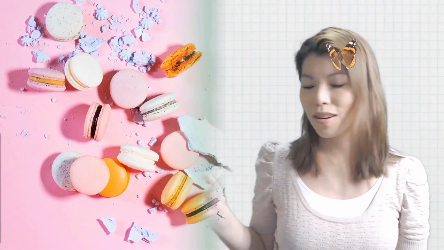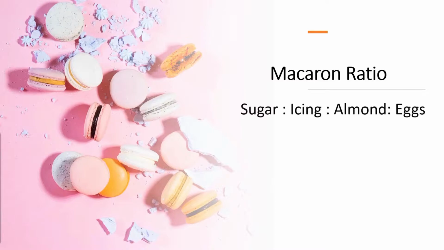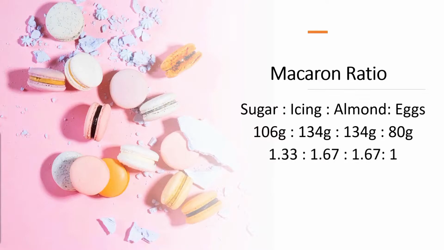So these macarons are what I made on the show, and I'm going to show you how I remember the recipe. A lot of times you might see online the macaron ratio as sugar, icing, almond and eggs, and it looks something messy like so, 106, 134, but I don't remember the recipe like this, and a lot of chefs use ratios as well. How I remember is 1 1/3 parts sugar, 1 2/3 parts icing, same with almond, to 1 part egg. Let me help you understand these ratios.